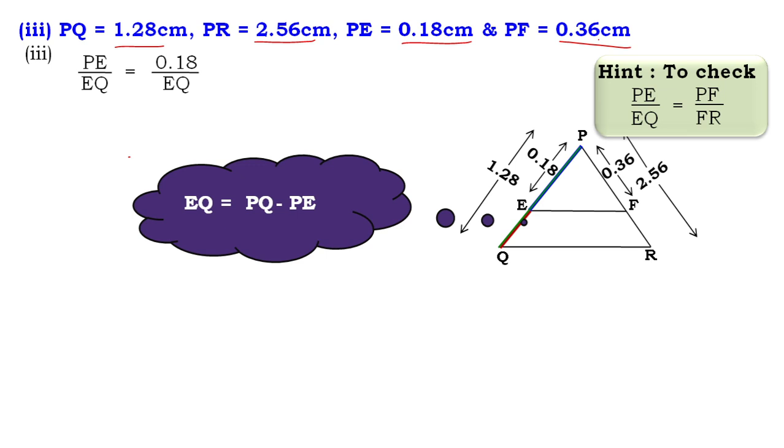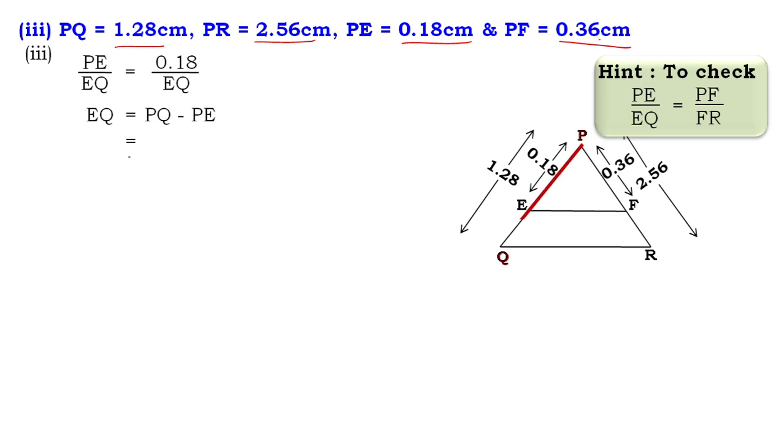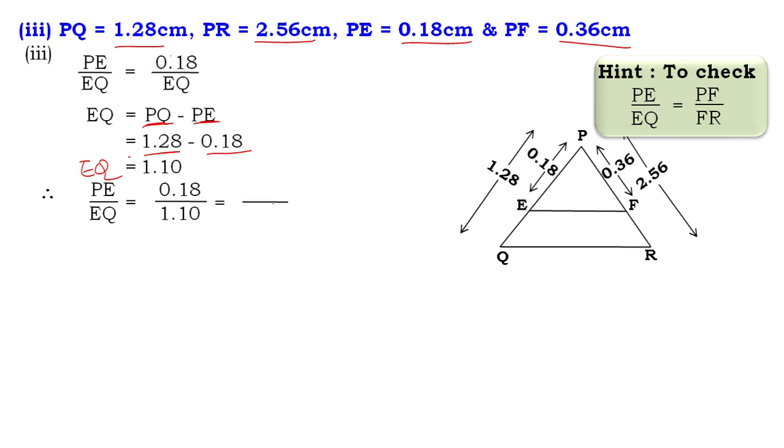Now how to calculate EQ? EQ is nothing but PQ minus PE. That is 1.28 minus 0.18. PQ means 1.28, and PE means 0.18. After subtracting you will get EQ is 1.10. Therefore PE by EQ is equal to 0.18 divided by 1.10, that is nothing but 18 divided by 110. 2 9s are 18, 2 55s are 110, that is 9 by 55.